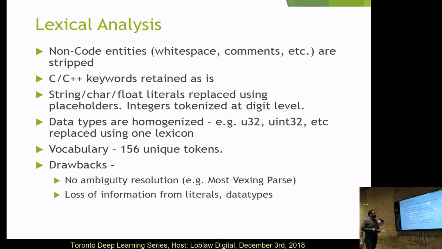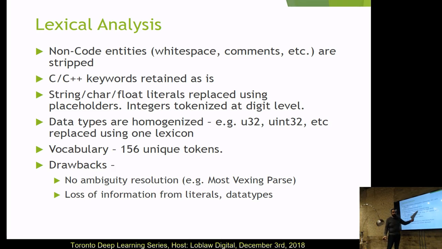C and C++ keywords are retained as they are. String, character and floating point literals are replaced by generic placeholders, which stands to scrutiny, because if you're not writing TCL, you're not generally using strings as indexing variables in your arrays. So only integers have relevance as far as their actual value is concerned. Every other thing is replaced with a placeholder that says, this is a string literal, this is a floating point literal.